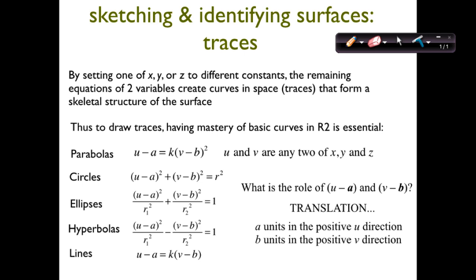Okay, so we're gonna look at an equation of x, y, and z, and then we're gonna apply this idea that we're gonna set one of the variables to constants, and then sketch. Right? Then we're gonna sketch curves, which are called traces in space. And when you get a bunch of these traces, then you have a really good idea of what your surface is like.